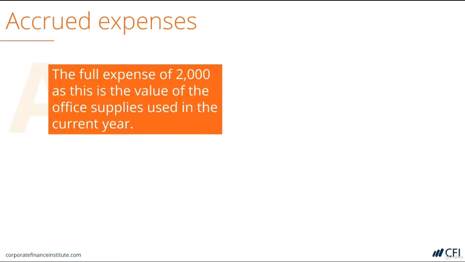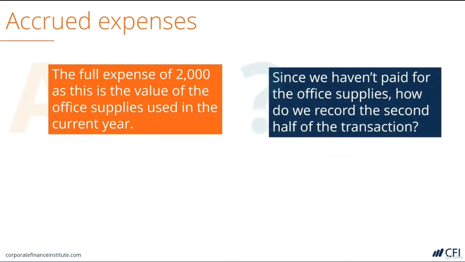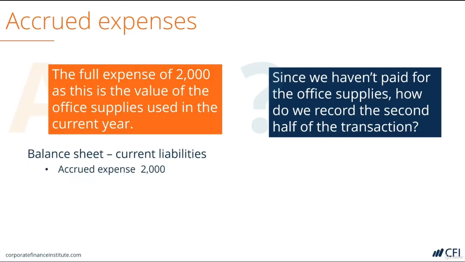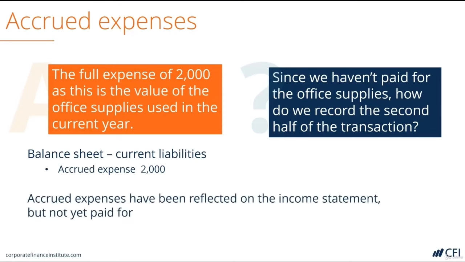used in the year. But then the question is, since the company didn't actually pay for the office supplies in the current year, how do we record this second half of the transaction, which is the amount owed? The answer is we record it as a current liability on the balance sheet. The amount is called an accrued expense. It is recorded as a current liability because we will have to pay the expense within the next year. So, in summary, accrued expenses are expenses that have been reflected on the income statement but have not yet been paid for. They will go on the balance sheet as an accrued expense.